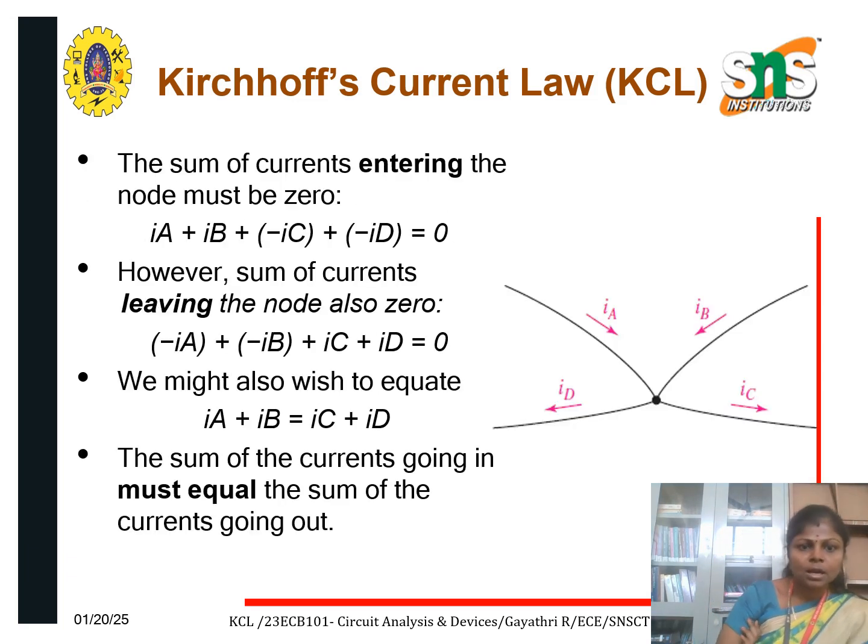According to the KCL law, the sum of currents entering a node must be 0. Likewise, the sum of the currents leaving the node will also be 0. So the currents entering, IA plus IB, are equal to the currents leaving the node, IC plus ID. The sum of the currents going in must equal the sum of the currents going out.